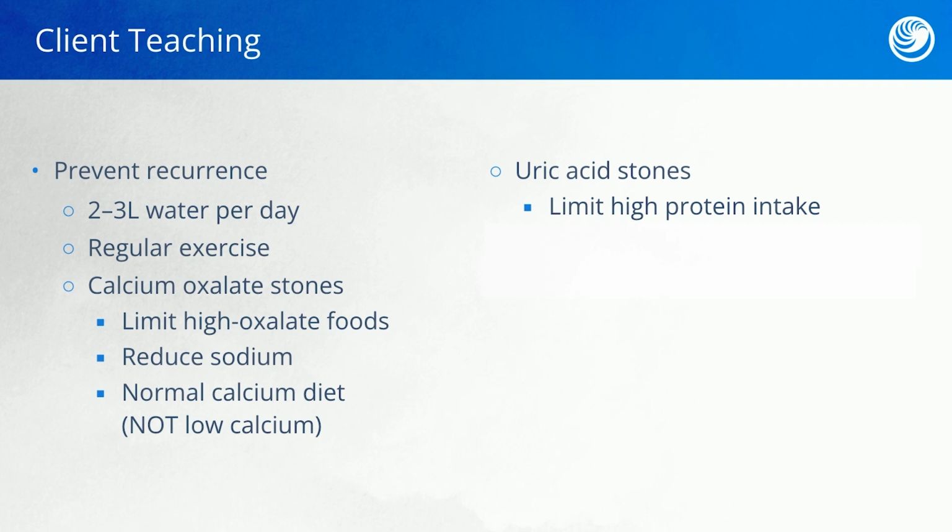If a client had uric acid stones, we want to limit the amount of protein intake that they have. Proteins have a lot of purines, which leads to the formation of uric acid. And to prevent the formation of struvite stones, we should encourage strategies that help prevent urinary tract infection.